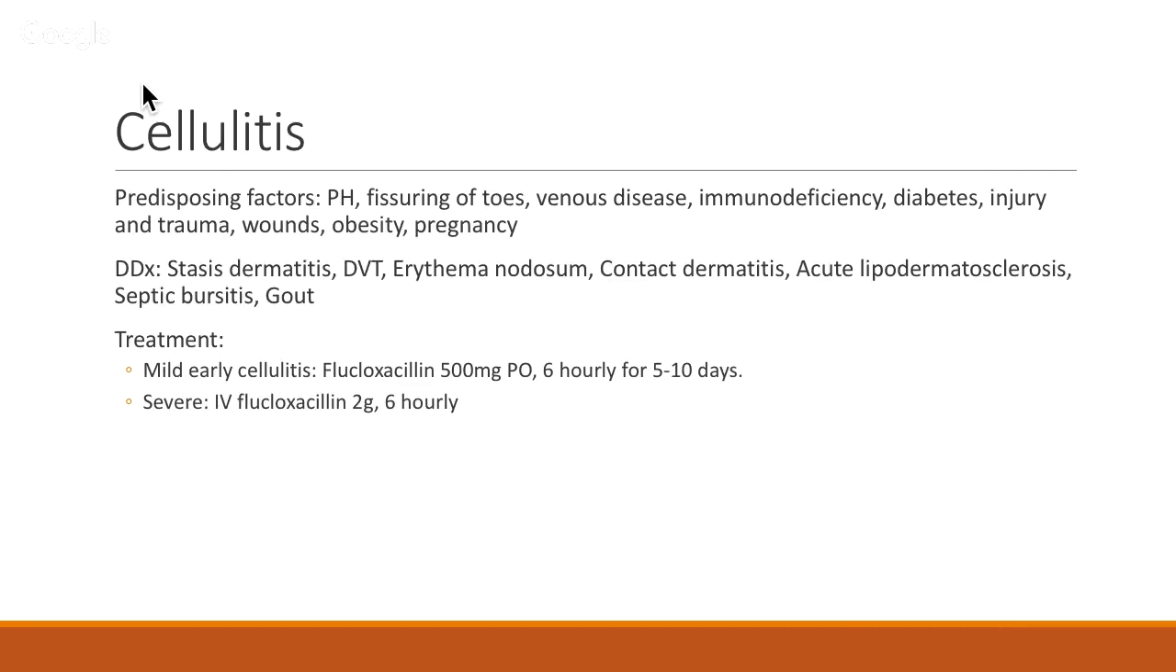Predisposing factors, so past history and anything that breaks the barrier of the skin, allowing that infection to track. Differentials. So with cellulitis, it's often confused with many other things. So common differentials to just be aware of include venous stasis, DVT, erythema nodosum, contact dermatitis, acute lipodermatosclerosis, septic bursitis, and gout. And if it's ever bilateral, then you probably need to rethink your diagnosis of cellulitis. Mild to early cellulitis can be treated with oral antibiotics, whereas if it's severe, then you would go IV.